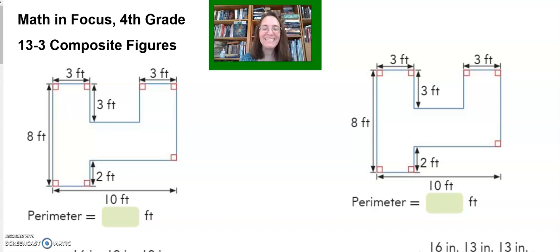Hello, my mathematicians. This is Miss Foster with Math in Focus, 4th grade, Chapter 13, Lesson 3, Perimeter and Area of Composite Figures. The first thing that I think is pretty difficult here is understanding the word composite. It comes from the word compose.